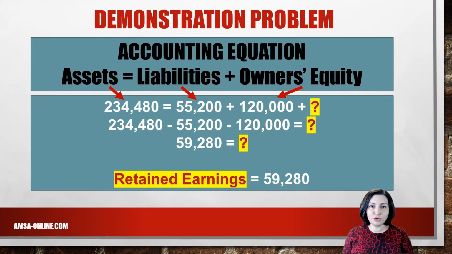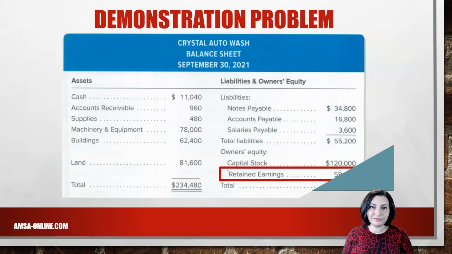Now we solve the equation for retained earnings by moving all amounts from the right side of the equation to the left side. Don't forget to change the sign when you move the numbers to the opposite side of the equation. The balance in the retained earnings account is $59,280. Congratulations on solving the first part of the problem.